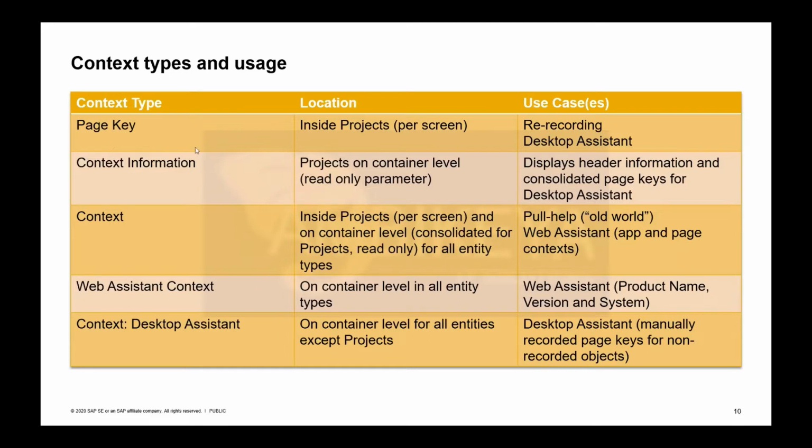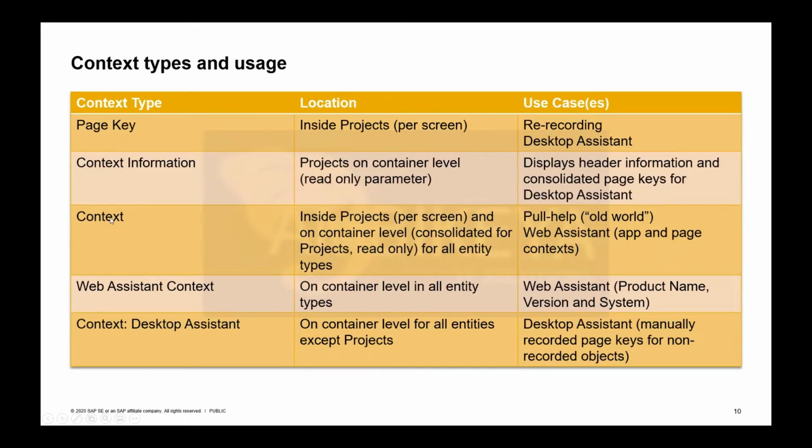Then we got this context information property that's rather new, since 2 releases, and it lives on projects on container level in the property grid of the container, and it's read-only. So what it is for, it actually displays the information of a famous thing called header, which we're going to discuss in detail some slides later. It's part of the application profile called header, and the consolidation of all page keys that are used for the desktop assistant, just to have an idea. Okay, so that's what this guy is for, the context information, and since it's read-only, it's just information.